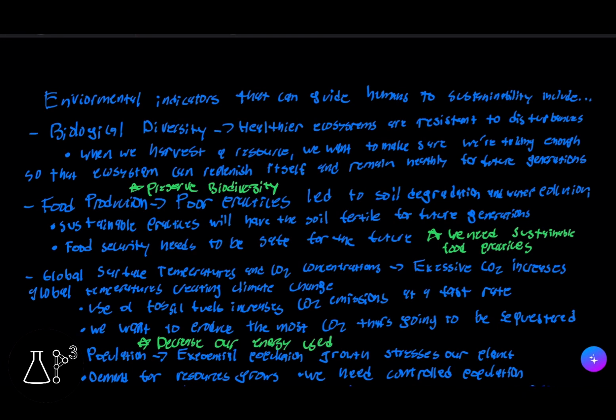When it comes to food production, poor practices lead to soil degradation and water pollution. Sustainable practices will keep the soil fertile for future generations, and food security needs to be safe for the future. So we need sustainable food practices.